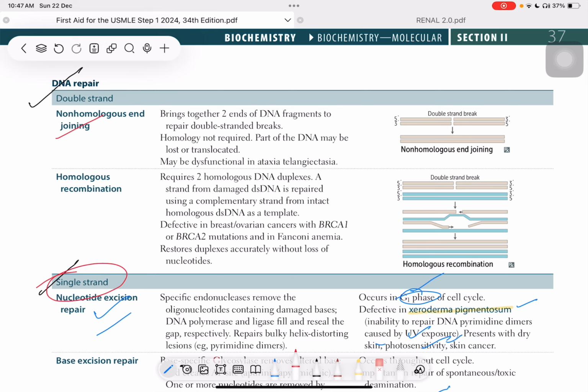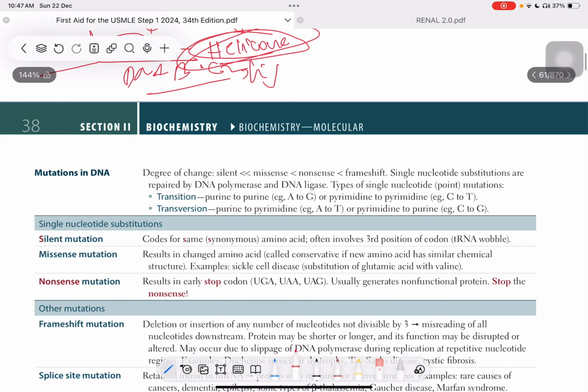in ataxia telangiectasia. So wait, I'll explain this theory. Just try to concentrate.